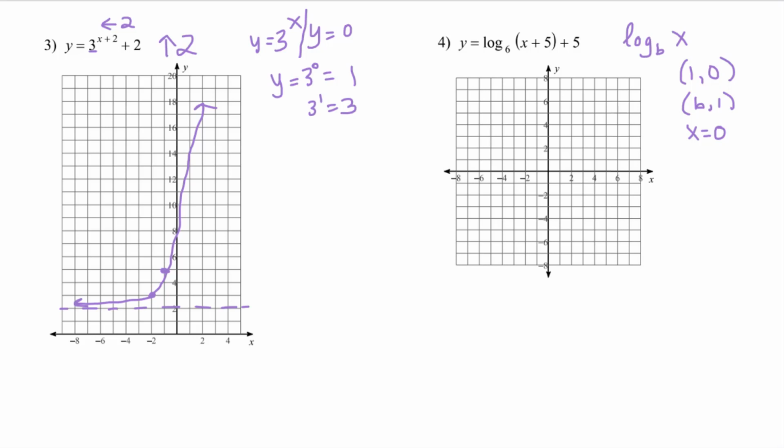So this is plus 5 inside, so that's a shift left of 5. Plus 5 on the outside is a shift up of 5. So normally for log base 6 we'd graph 1, 0, but we're going to move it to the left 5 and up 5 to right here. And then our next normal point for log base 6 would be 6, 1, because it's the base, 1. So we need to take that and move it to the left 5 and up 5. And then our asymptote is normally at x equals 0, but we're going to move that to the left 5.